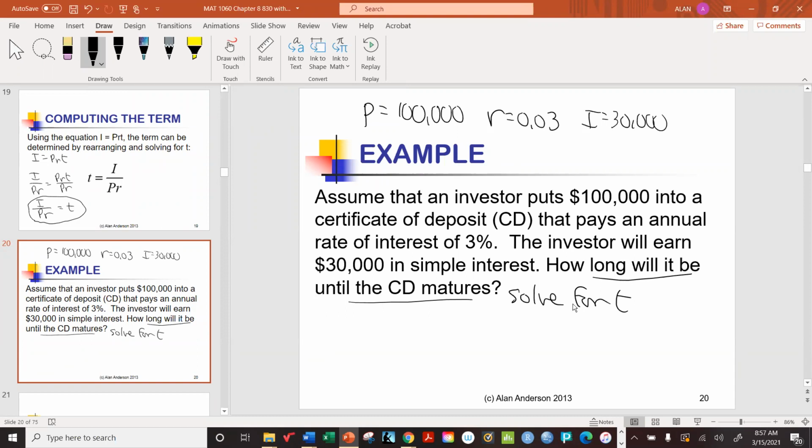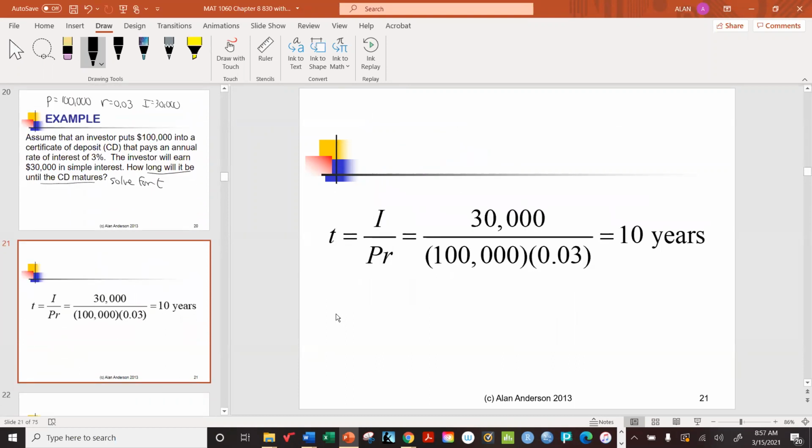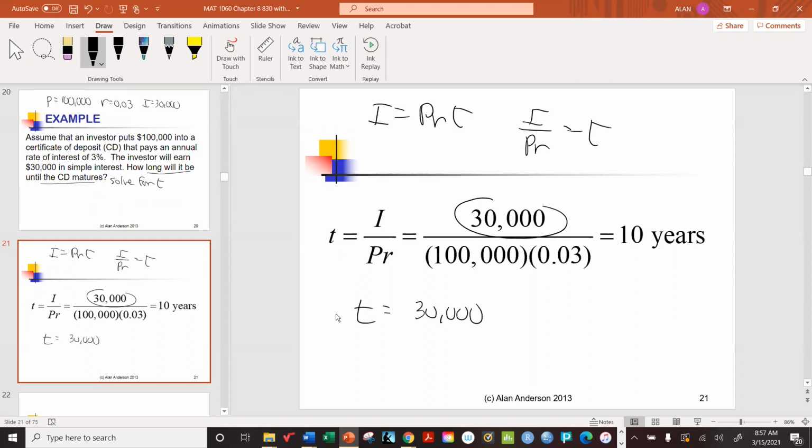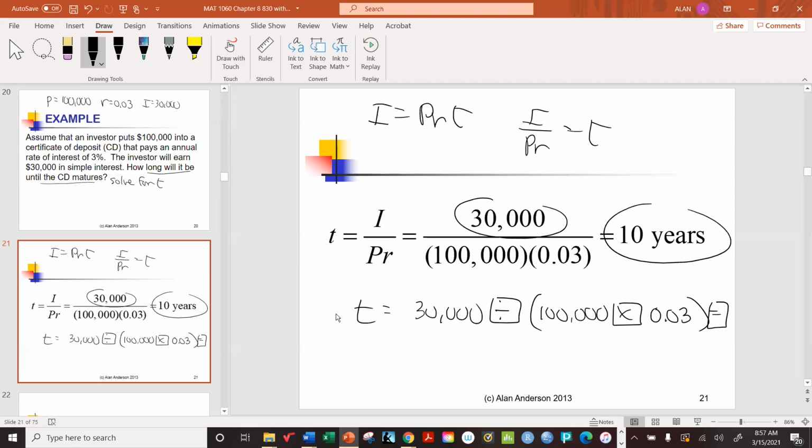Now, let's set it up. So now, of course, again, we go back to our basic equation. As we've seen before, we have I equals PRT. We can divide out the P and the R rather. And we already know that the interest is $30,000. It's a $100,000 CD. The bank pays 3%. And if you go through all those steps, you should end up with 10 years.